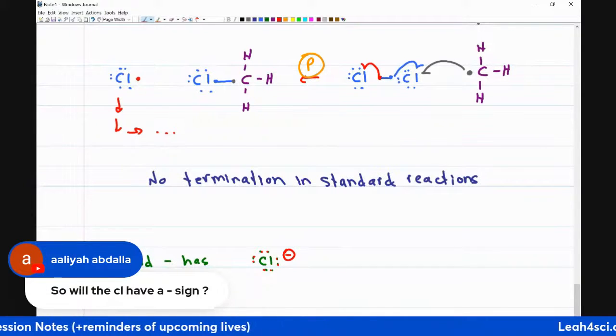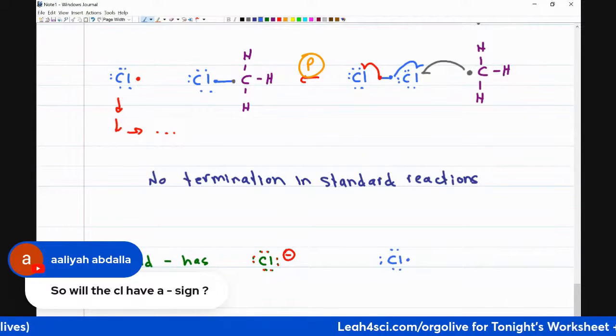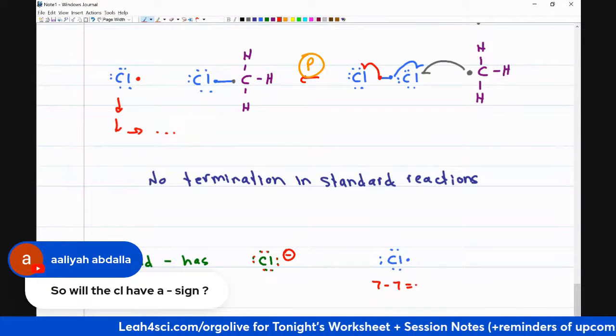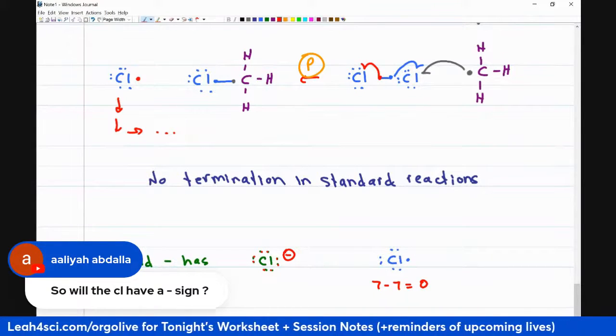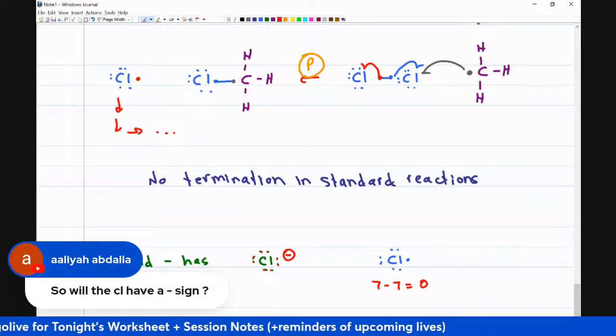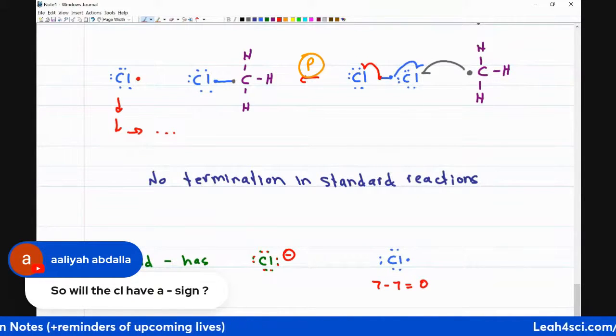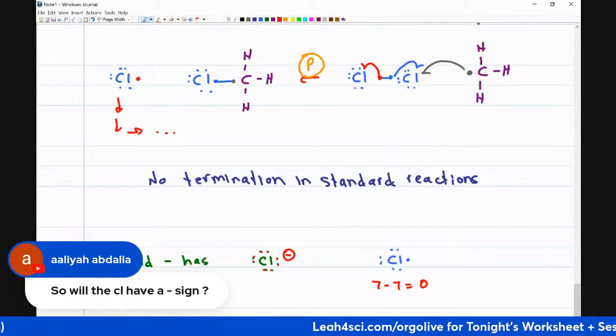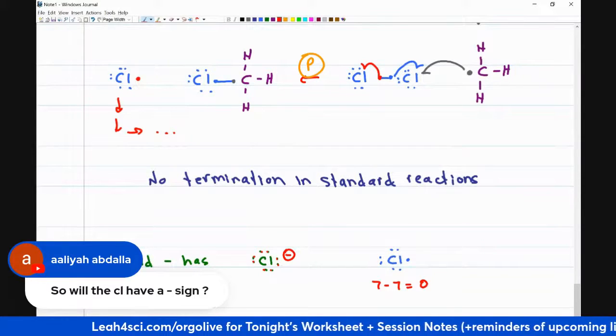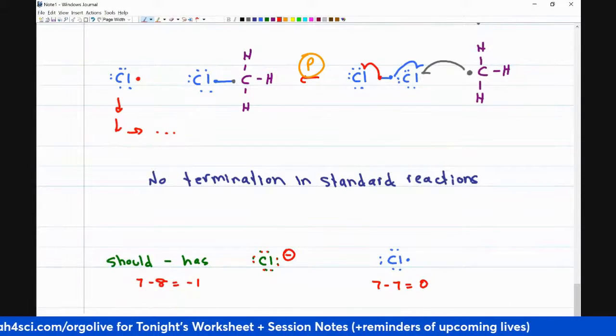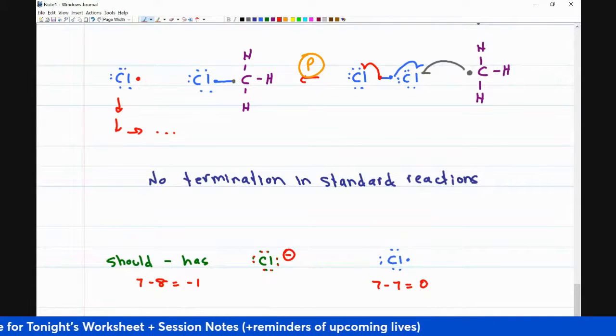But if you look at a chlorine radical, the way we've been showing it today, we have a total of 7 electrons. Should have 7, has 7, 0. Radicals are very reactive, but not because they have a charge. They're not anions. They're reactive because they are unpaired lone electrons that want to be paired, even though they have no charge. So that is a really, really good question. Radicals are neutral, anions are negative.